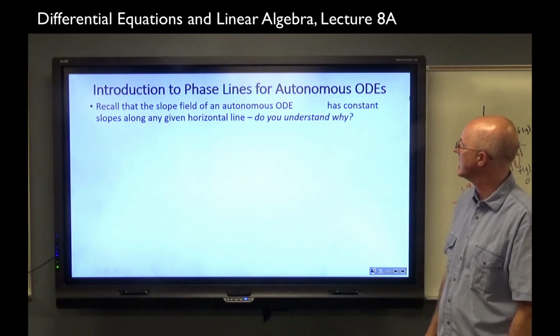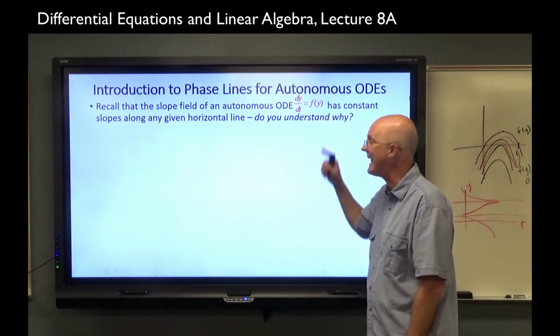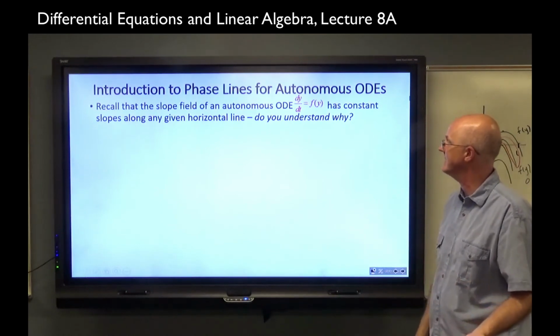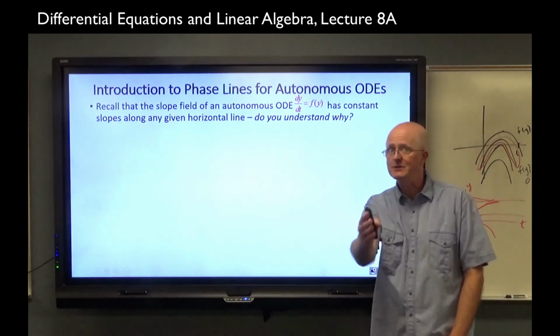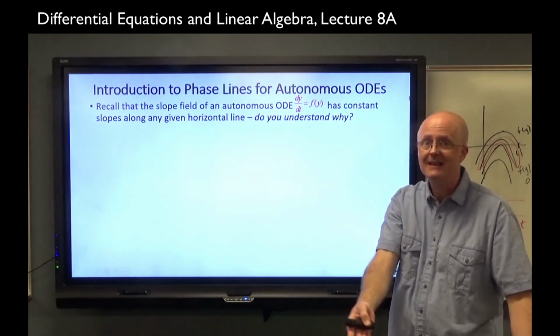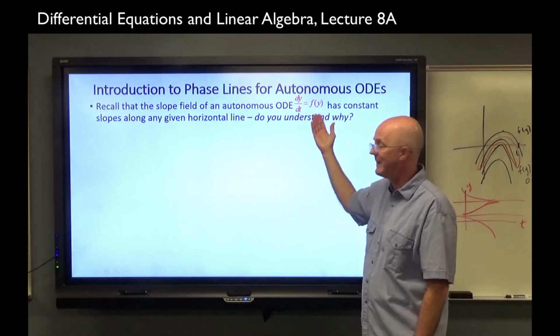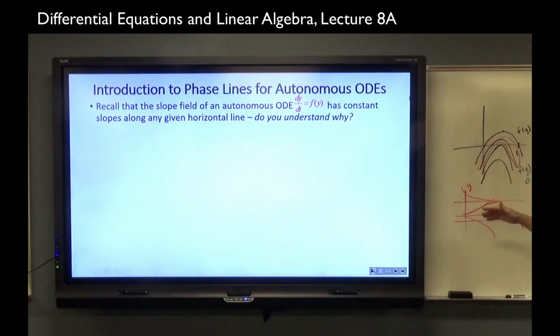Recall that the slope field of an autonomous ODE, dy/dt equals f of y, where the right-hand side just depends on y, has constant slopes along any given horizontal line. My students, if I asked you that on a test, why does that happen? Could you explain it? Do you understand it? It's because of how we make slope fields. The right-hand side depends just on y. In a ty plane, you'd make slope marks, little mini tangent lines, with slope equal to the y coordinate of the given point. And along horizontal lines, the y coordinates are constant. So you get a bunch of line segments with the same slope.